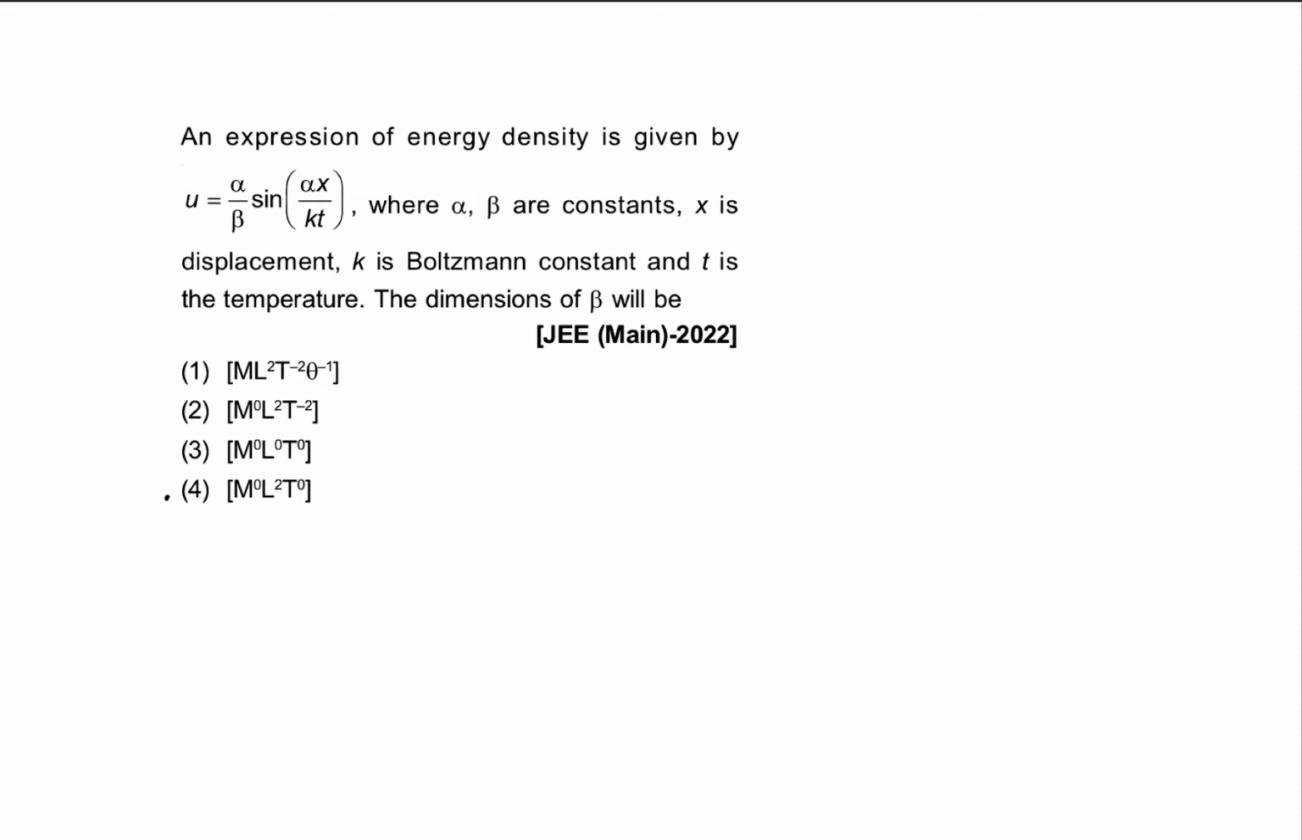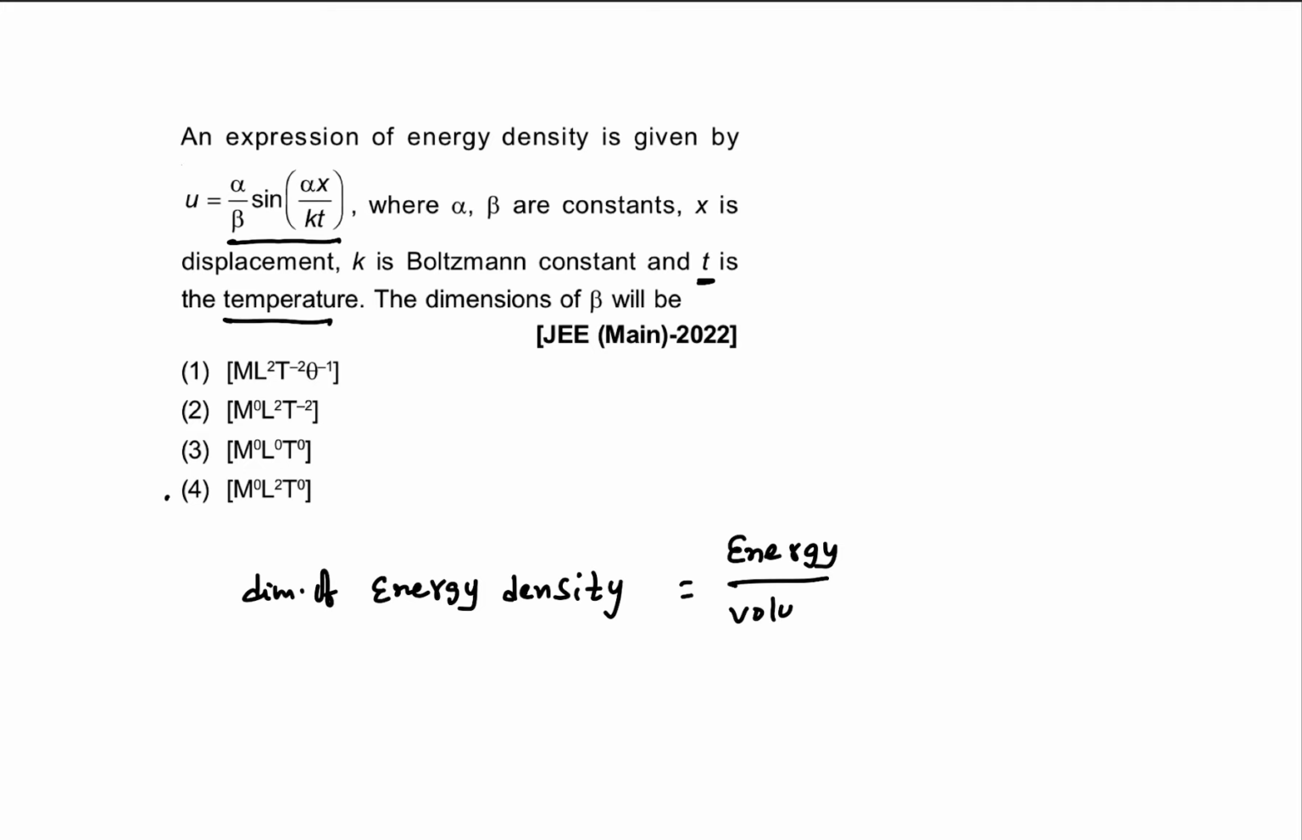Next question. An expression of energy density is given by U = (alpha / beta) sin(alpha x / kT), where alpha and beta are constants, x is the displacement, k is the Boltzmann constant, and T is the temperature. Observe this carefully, T is not time, it is temperature. The dimension of beta is what? Again, what is U? Energy density. I am writing the dimension of energy density. Energy density actually means energy by volume.